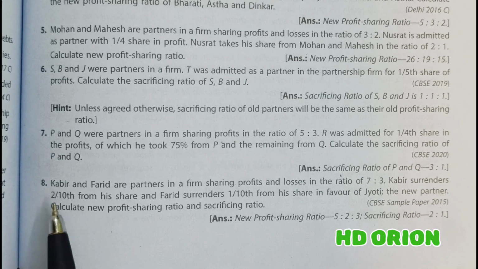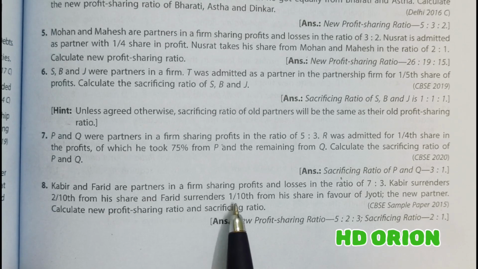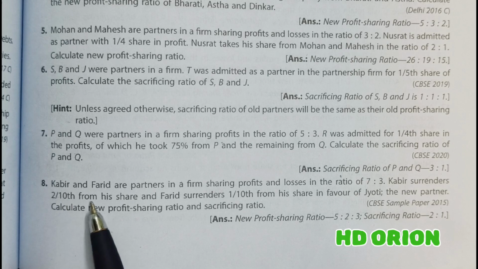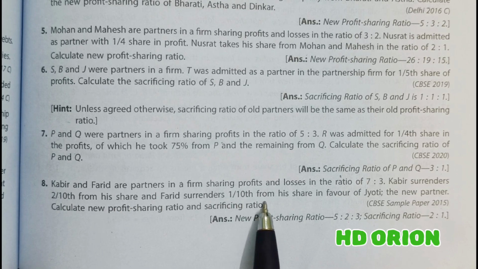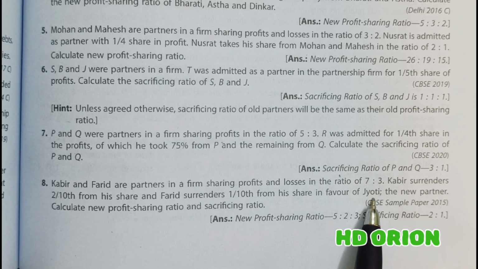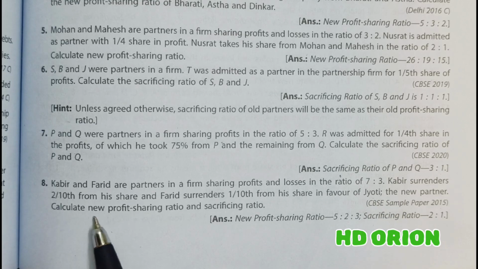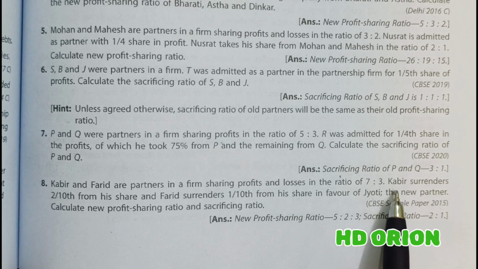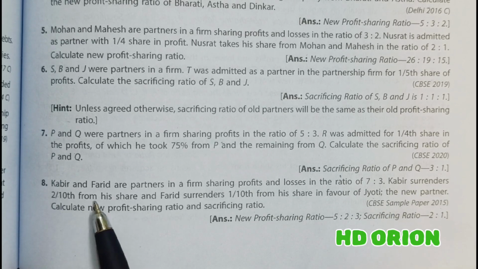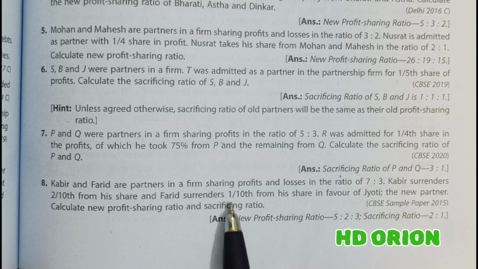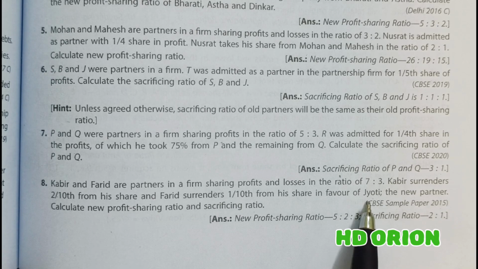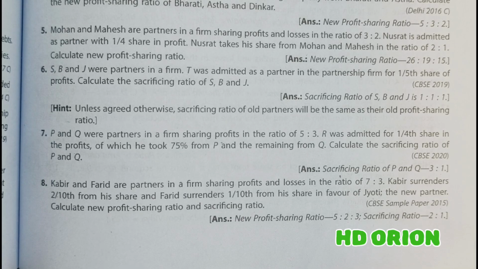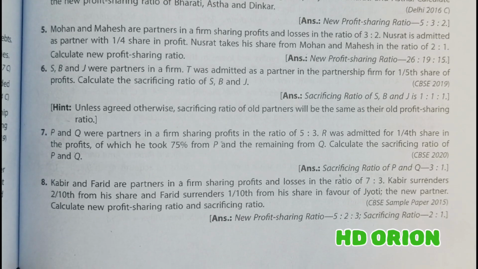Now question number 8. Kabir and Farid are partners in a firm sharing profits and losses in the ratio of 7:3. Kabir surrenders 2/10 from his share and Farid surrenders 1/10 from his share in favor of Jyoti, who is the new partner. Calculate the new profit sharing ratio and sacrificing ratio. Now see, Kabir surrenders 2/10 from his share and Farid surrenders 1/10 from his share in favor of Jyoti. So these are the sacrificing ratios of the old partners.